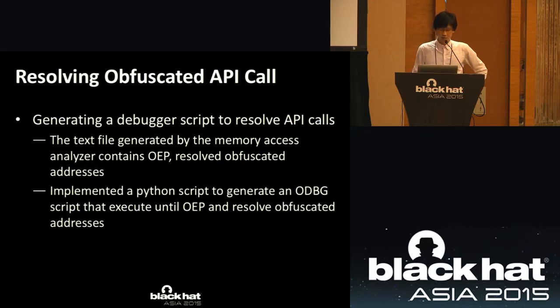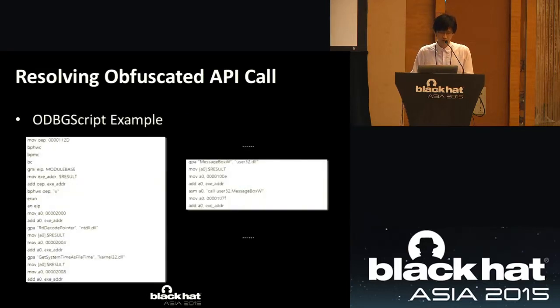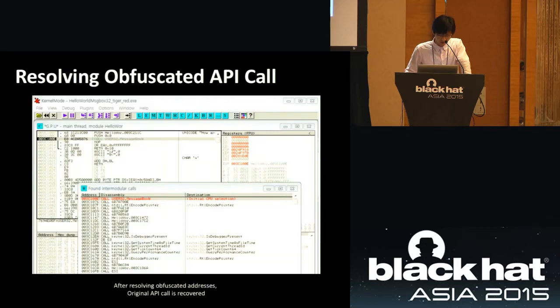Instead I generated a debugger script to resolve API calls. The file generated by the memory access analyzer contains the OEP and resolved obfuscated addresses. And I implemented a Python script to generate a debugger script that executes on the OEP and resolves obfuscated addresses. So this is the result. The syntax is weird, but it works. And after resolving the obfuscated API call, the call to the allocated address is changed to the API function we know.